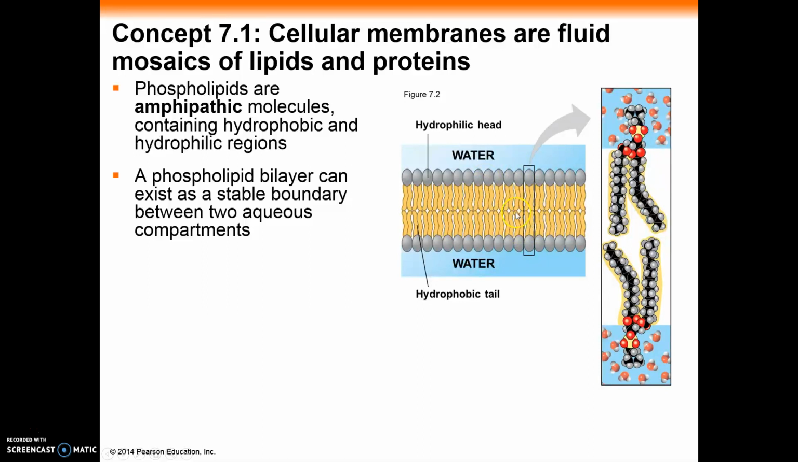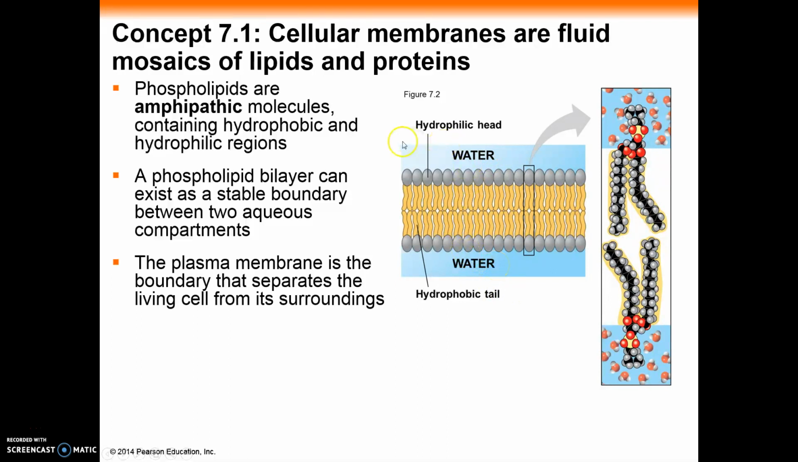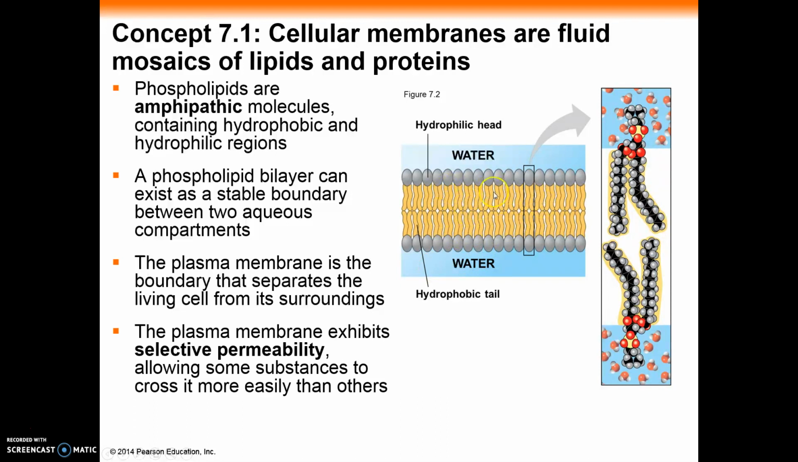Now, this phospholipid bilayer acts as a boundary between two aqueous compartments, and for the cell, it separates the outside of a living cell from the inside of it. Now, this works because plasma membranes exhibit selective permeability. So some things can pass through while other things cannot.